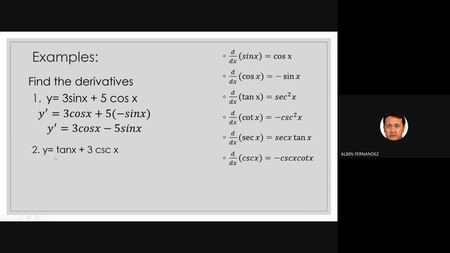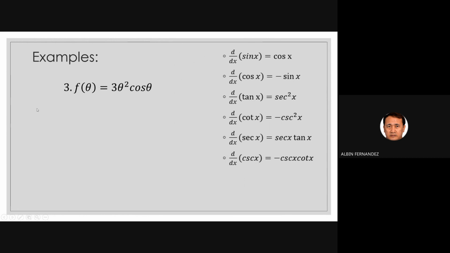For the second example, you got y equals tangent x plus 3 cosecant x. Derivative of tangent is secant square. Derivative of cosecant is negative cosecant cotangent. So our answer will be secant square x plus 3 times the negative of cosecant cotangent x, which will reduce to secant square x minus 3 cosecant x cotangent x.